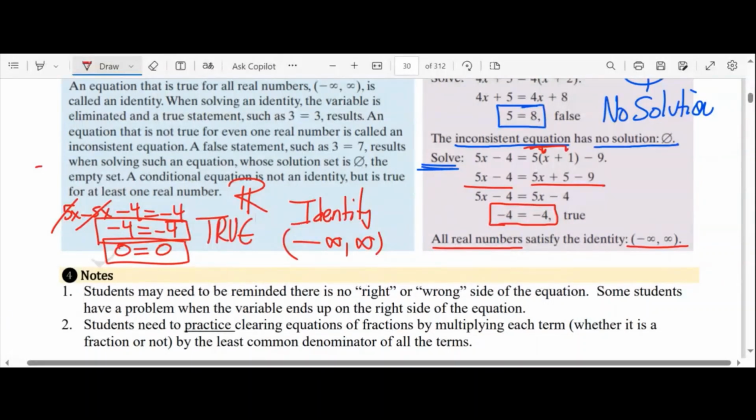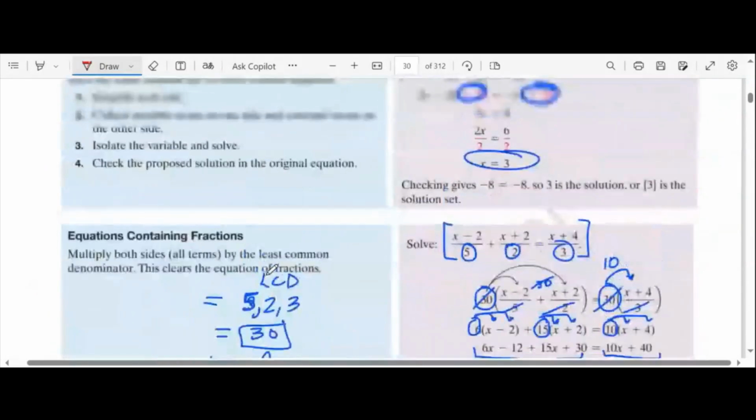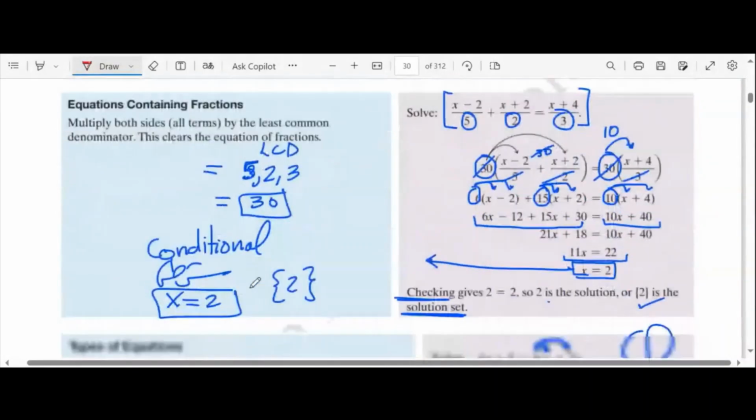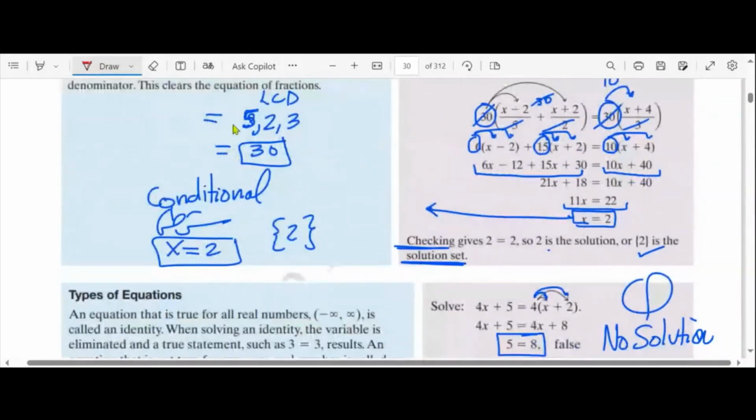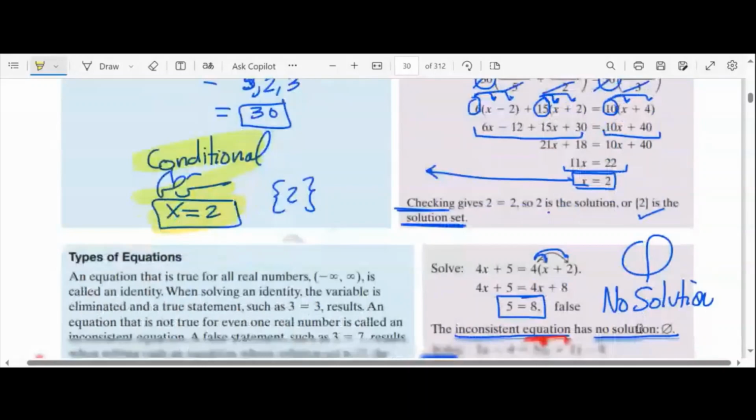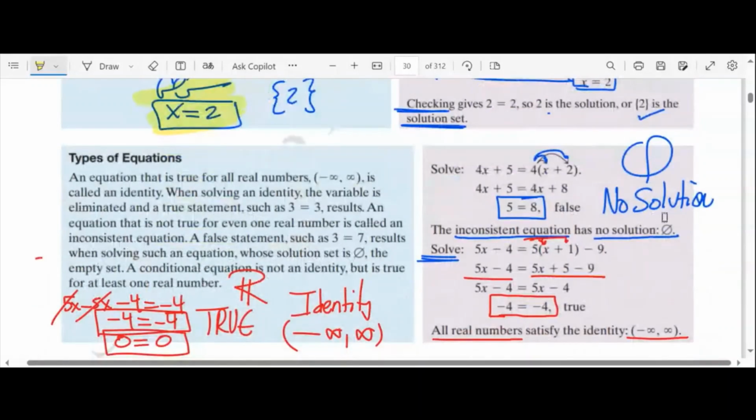R. So we learned 3 cases. What are the 3 cases? You remember? Conditional. What is conditional? It means you have one solution, or 2 solutions, or 3 solutions, but there is a solution. And the other one is no solution. Inconsistent, you can write it as phi or no solution. That's when you get a number that does not equal the other number. Are you paying attention, or was your brain on mobile?